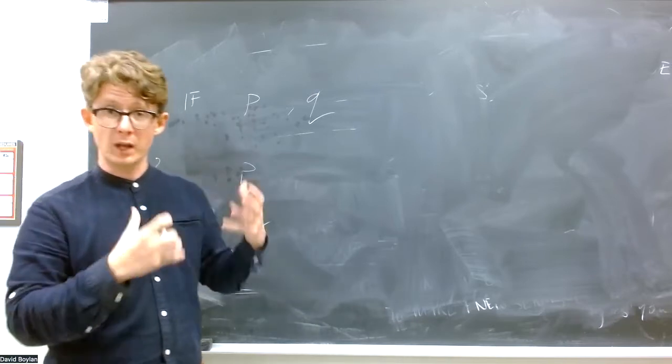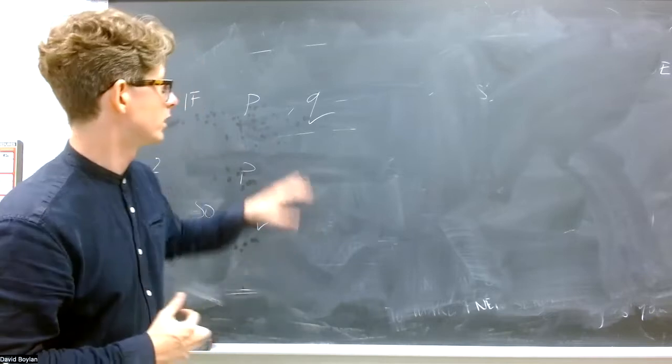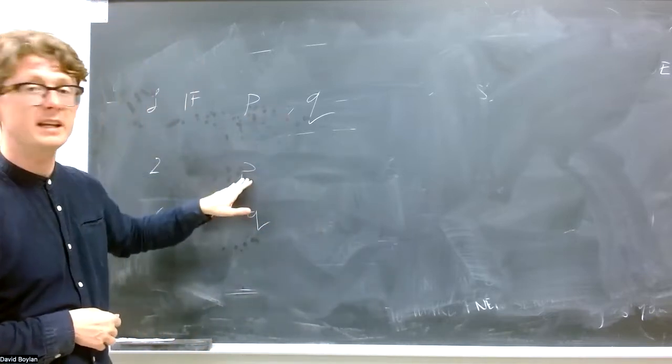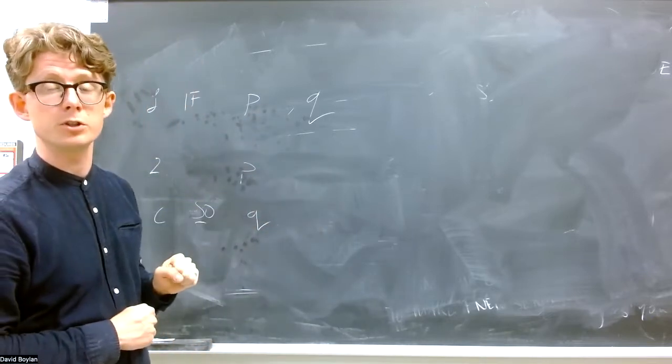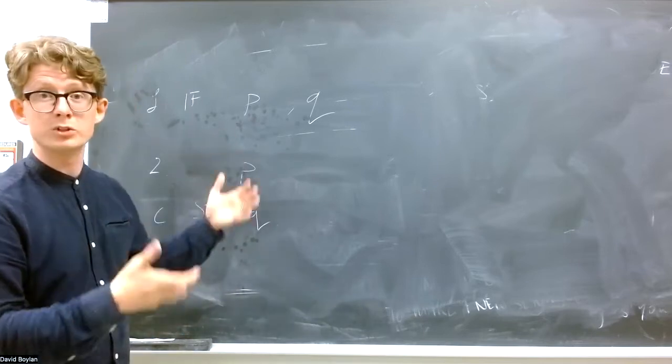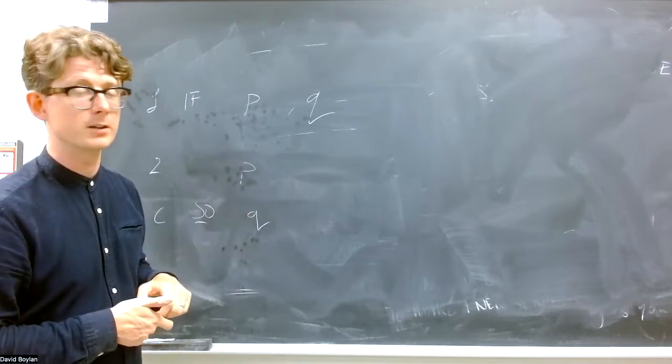You have two sentences, P and Q. They're combined with if-then in one premise. P is the second premise, and then Q is the conclusion. But obviously, this is a much more compact way of writing that idea down.